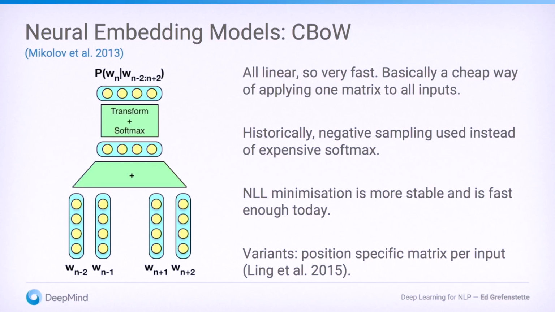Historically, how this was trained was by doing negative sampling instead of doing the softmax directly. But today, on modern computers and with libraries like TensorFlow, you can have a fast and stable softmax on GPU and use that instead of any fancier training mechanism. So actually, minimizing the negative log likelihood directly is the preferred option, and it's much more stable.